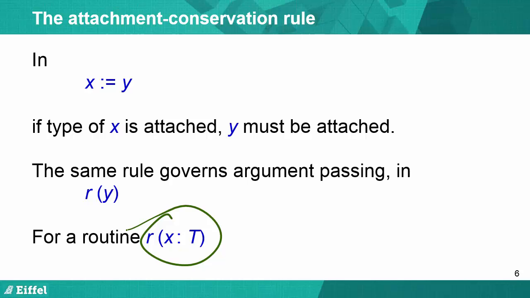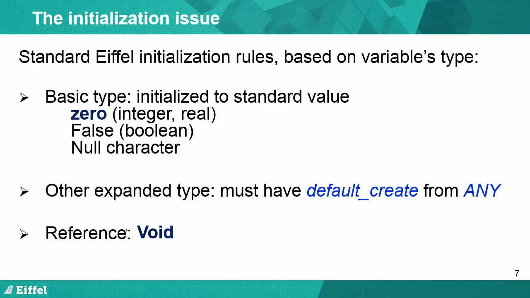But of course, variables are first initialized. And here we have a problem. If we take standard Eiffel initialization rules, they are based on the type of a variable. So for example, if the type is integer or real, the variable will be initialized to 0. If it's a Boolean, it will be initialized to false. If it's a character, it will be initialized to the null character. There's a rule for expanded types, meaning that they must have a default create from class ANY, which serves as a creation procedure to make sure that they are all initialized.